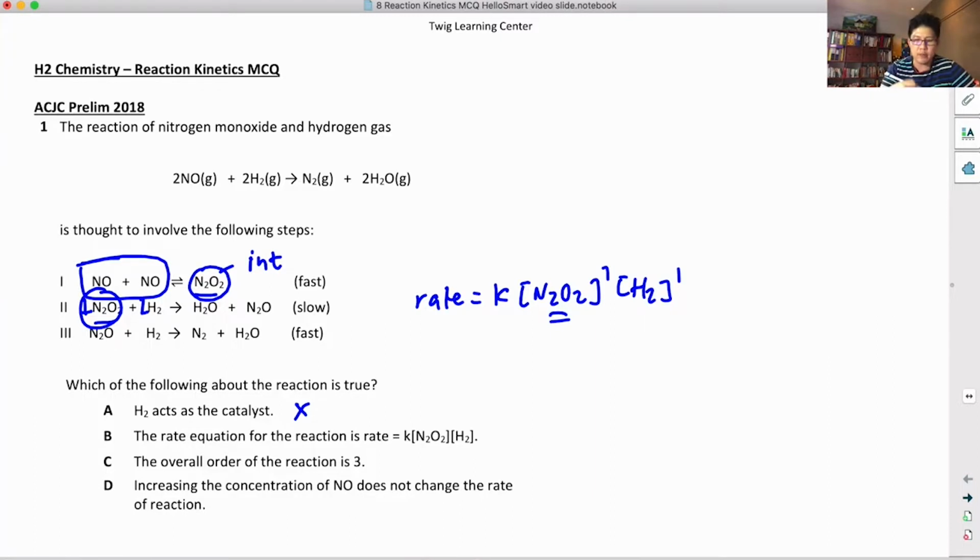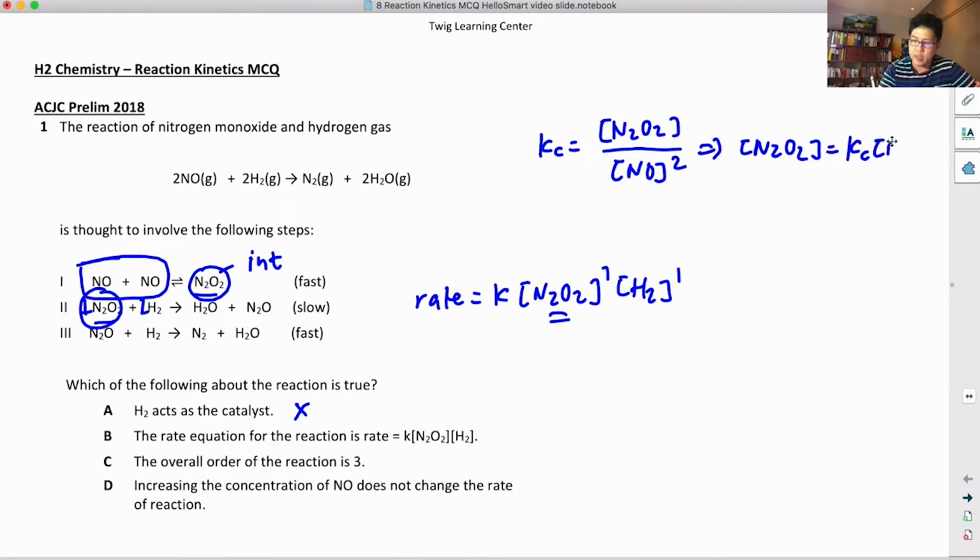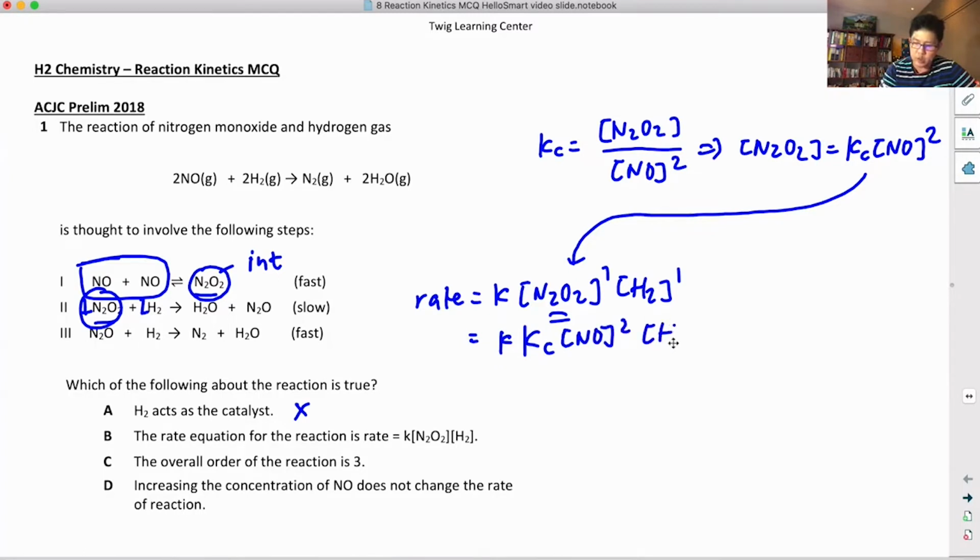I'm just going to show you the proof. If you look at step 1, Kc equals the concentration of N2O2 over [NO] squared. So you can see from here that the concentration of N2O2 is actually Kc [NO] squared. So you take this and you sub in here, and this will look like Kc [NO]² [H2].